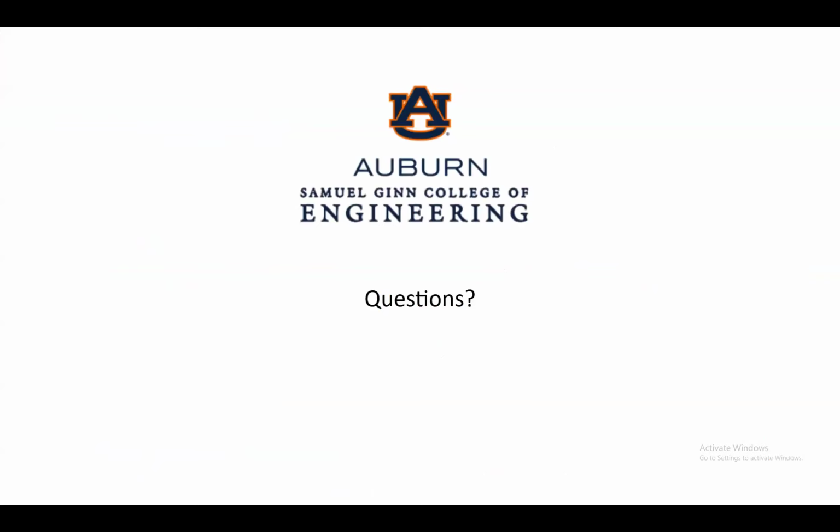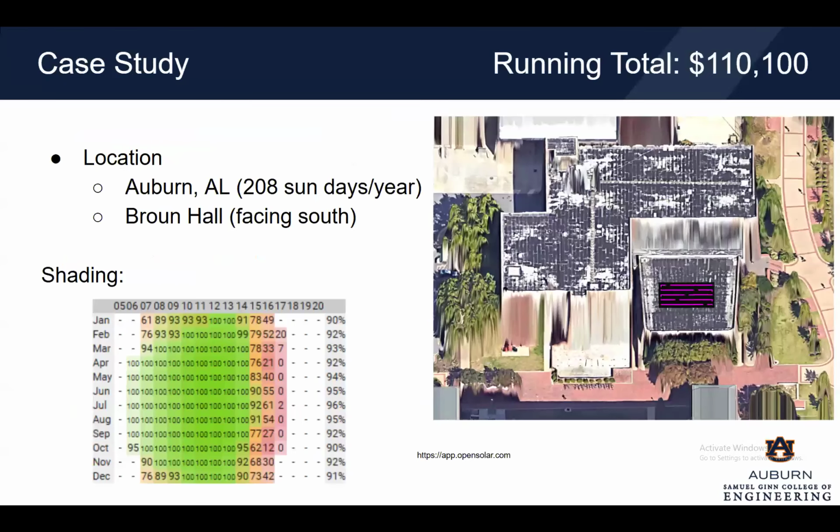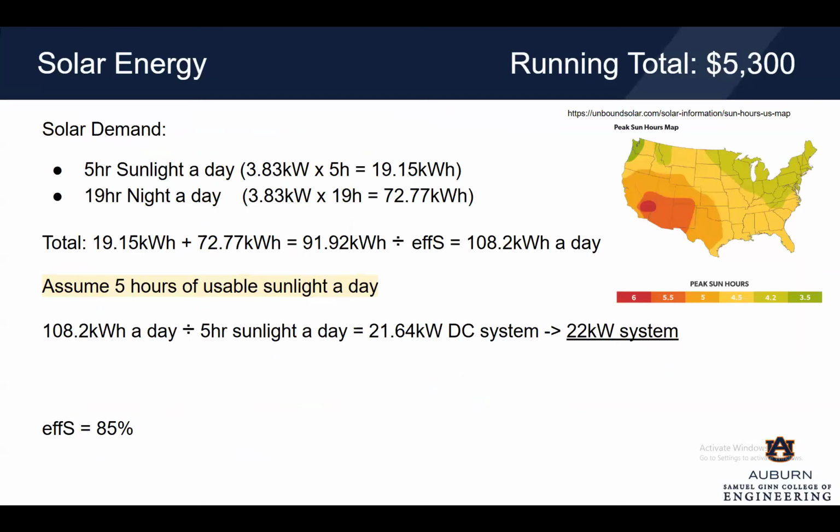Yeah, I have a question about the logic behind using a battery with this in Brown Hall. If you remove the battery, you have removed significant capital cost. I wonder if you considered that. So for Alabama, we're looking at about 5 hours of sunlight a day, and that's even like 208 sunny days a year. So you'd really want a good amount of storage, not only for the night, but if it's rainy or cloudy. Nice.